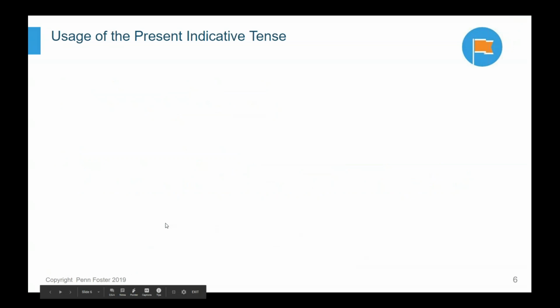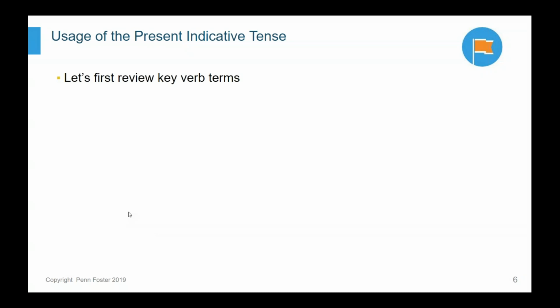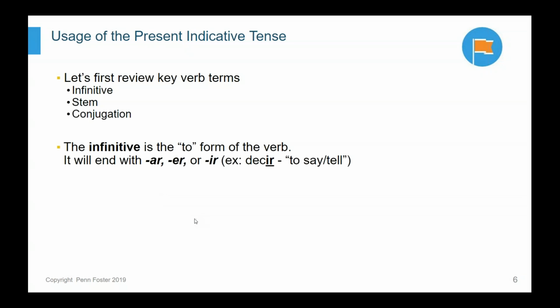To start off with, we're going to talk about the present indicative tense. This is probably the most common tense you're going to be using, specifically for this lesson and particularly for this course. So the first thing we're going to do is review some key verb terms. And the first is an infinitive, second stem, third conjugation. So an infinitive is the to form of the verb, and the infinitive will always end with AR, ER, or IR. So an example of that, decir means to say or to tell.